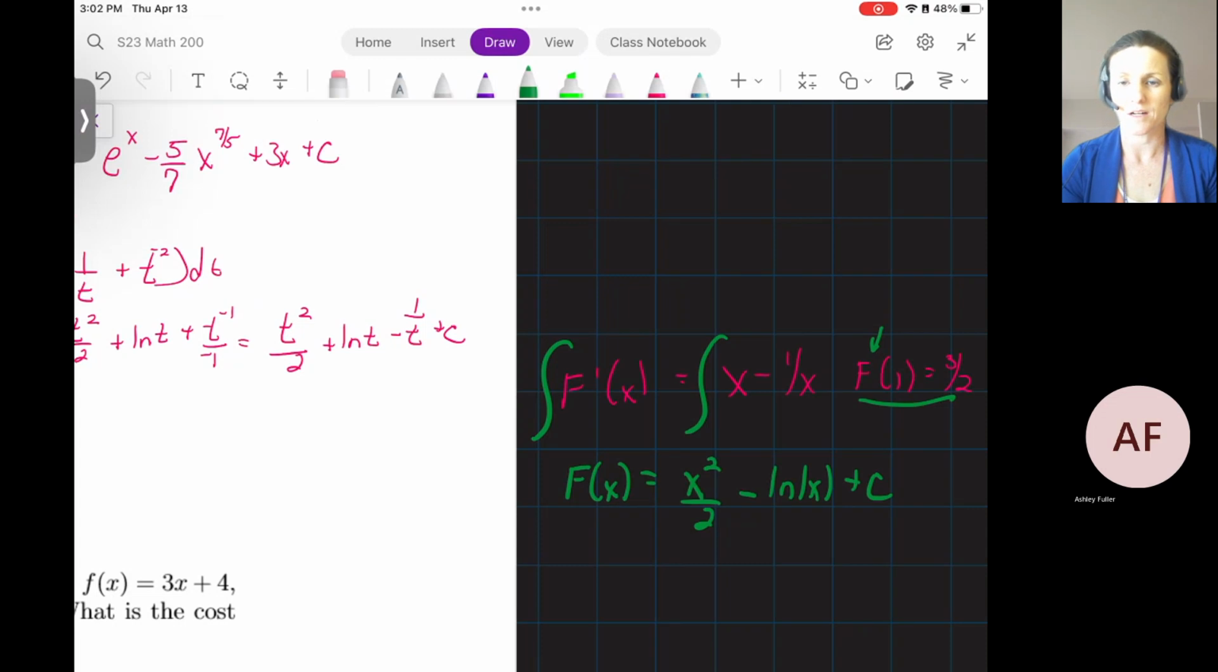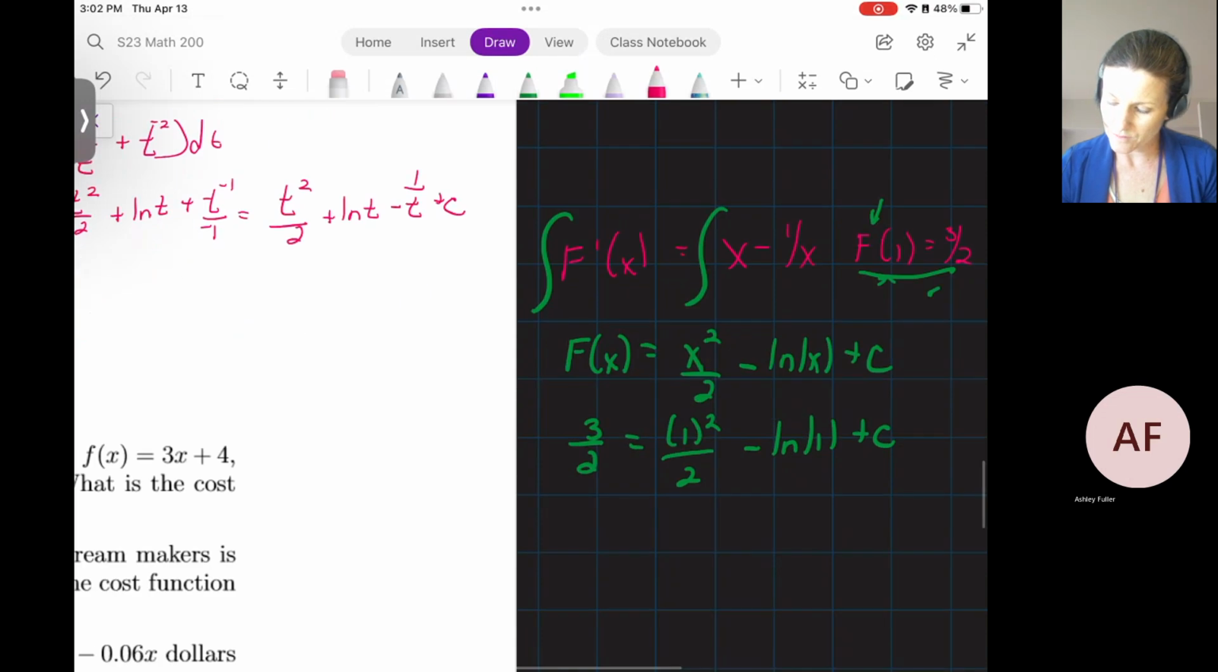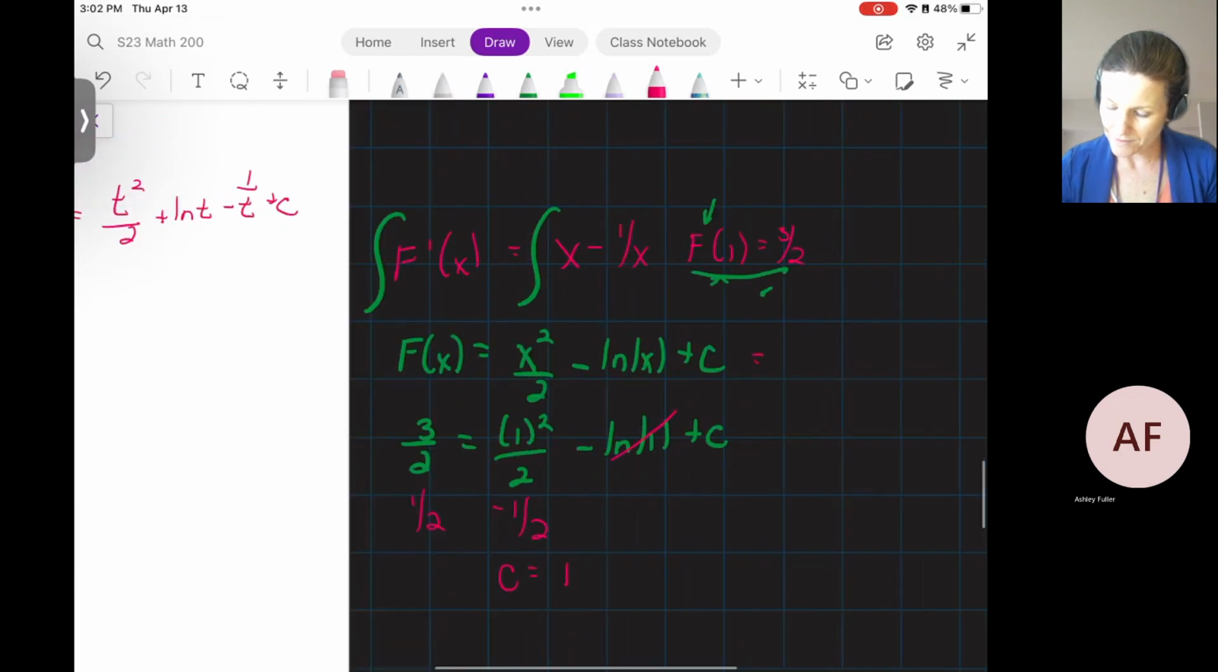We can now determine our c value using this information. So we have 3/2 as the value of our function, equal to 1 squared over 2, because we're given a value of x, minus the ln of 1 plus c. The ln of 1 is 0, so this disappears. And when we subtract 1/2 from both sides, we get c has a value of 1. So our function ends up being x squared over 2 minus the ln of x plus 1.